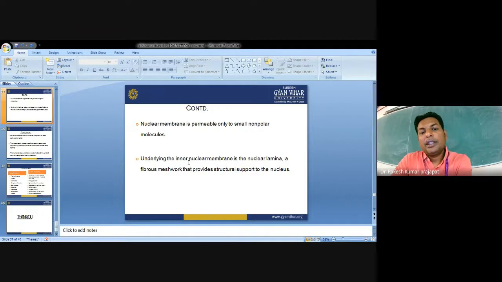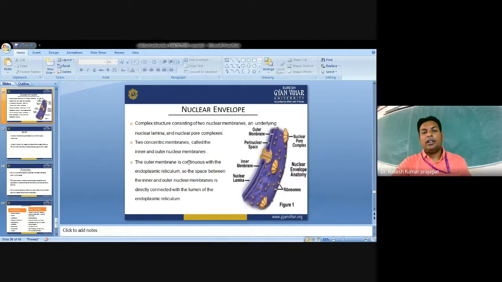The nuclear membrane is permeable only to small nonpolar molecules. Underlying the inner nuclear membrane is the nuclear lamina, a fibrous mesh that provides structural support to the nucleus. Okay, so these are the nuclear envelope and the nucleus. Now there is another cellular organelle, the chloroplast.